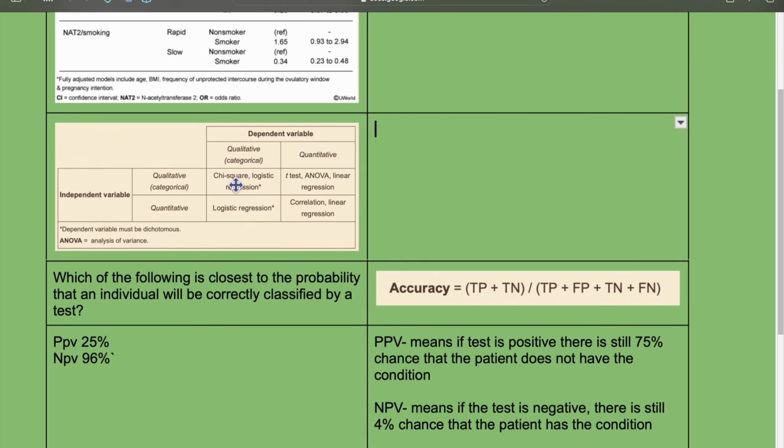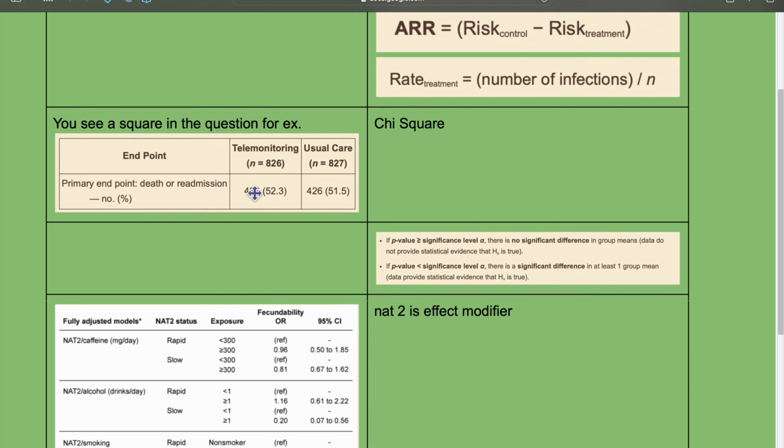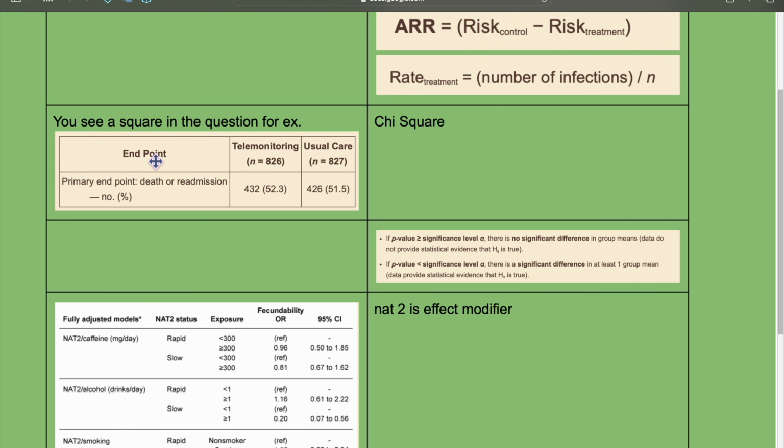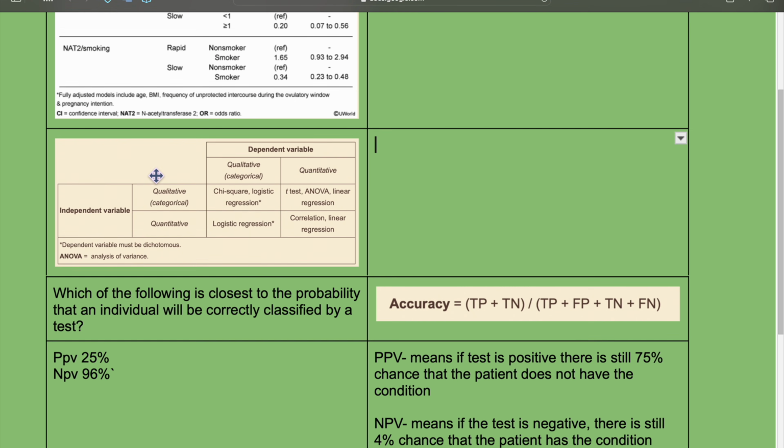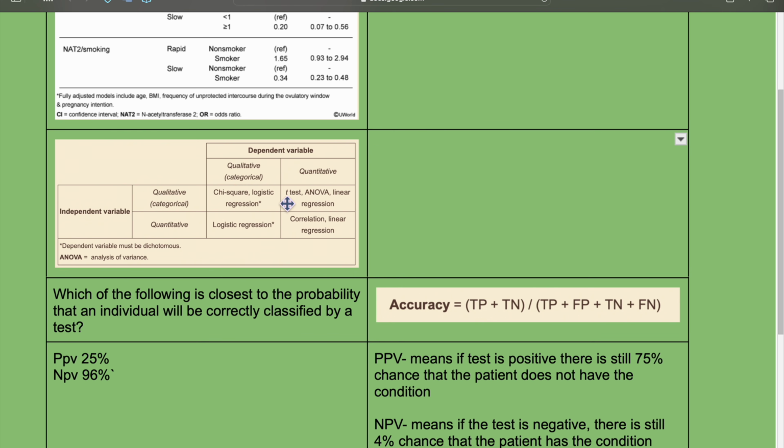So if you have qualitative and qualitative, it's going to be chi-squared. Okay, so that was this one right here. So telemonitoring and usual care. How many patients were there for telemonitoring and for usual care? And then primary endpoint, death or readmission. So this many people and these many people. So this is all like chi-squared. So this was qualitative, this was qualitative. Chi-squared. Another one is logistic regression.